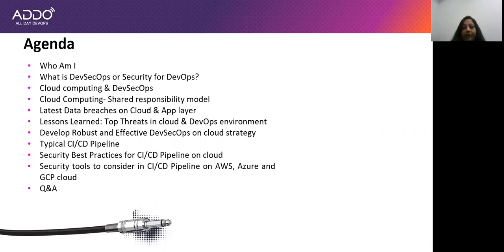We will also be discussing cloud computing and DevSecOps. We will also see quickly the cloud computing shared responsibility model and what are the latest data breaches on the cloud and the app layer. We'll see the lessons learned on the top threats in the cloud and the DevOps environment. We will also discuss the robust and effective DevSecOps on the cloud strategy, because some of the organizations might have DevSecOps on-prem, but we will look at DevSecOps on the cloud strategy.